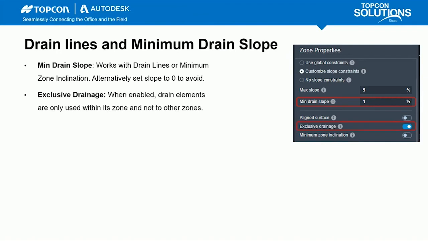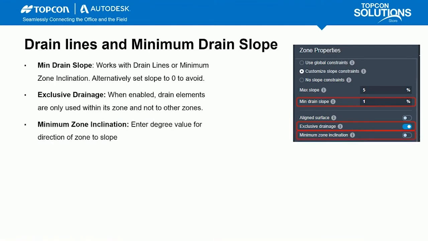Exclusive drainage. When enabled, drain elements are only within its zone and not to other zones. So say you have a parking lot and you have a drain line within it, everything's going to drain towards that drain line. Set to exclusive drainage, that zone will only focus on that drain line. It won't see any others in other zones.